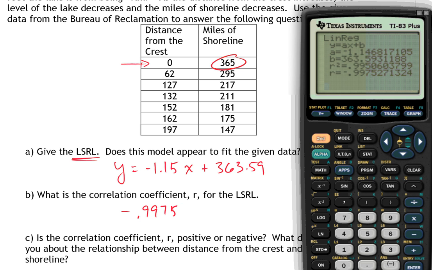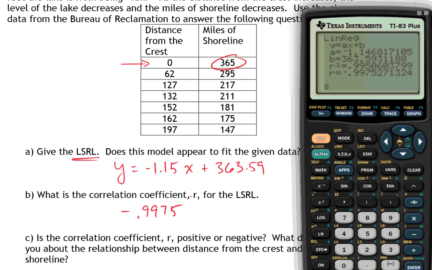That is a huge correlation coefficient, right? I would say, without a doubt, 0.9975. There is a huge relationship between these two, right? These two variables are very strongly related to each other. As the distance from the crest increases, it looks like the shoreline definitely decreases, right?